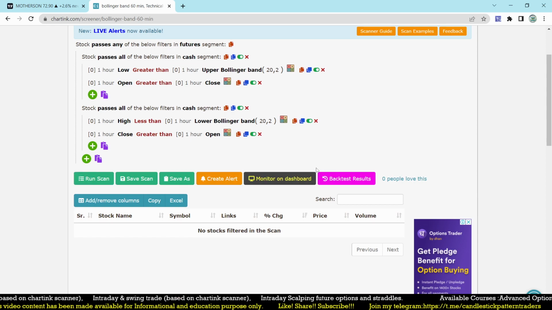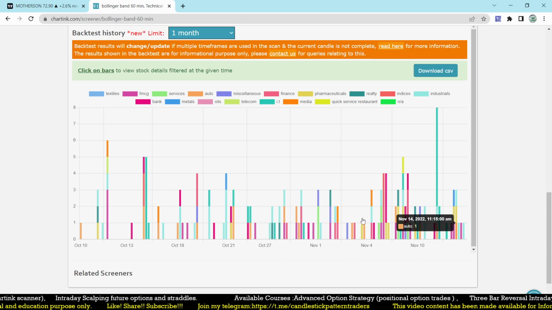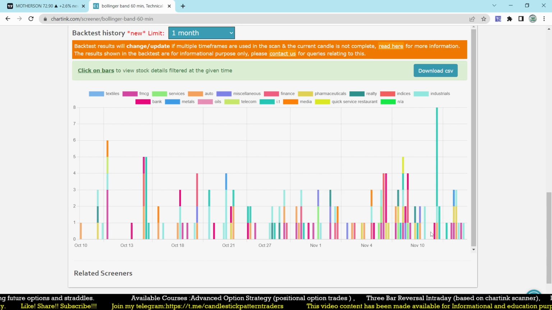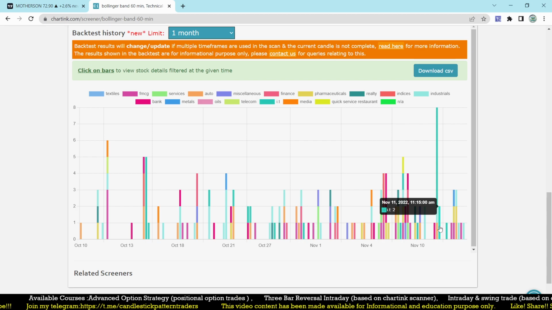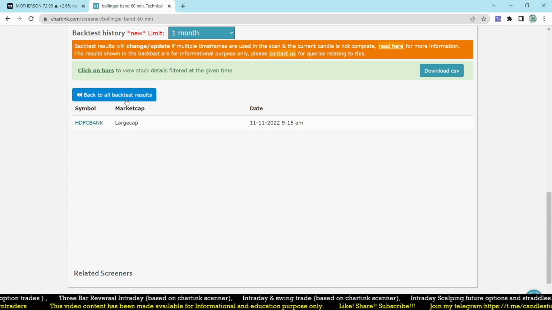So let me check it out. What are the stocks we are going to find? Maybe even more stocks, yeah. We are getting so many stocks. Let's see at this time. Some stocks will be there at 9:15 on November 11th. HDFC Bank only.